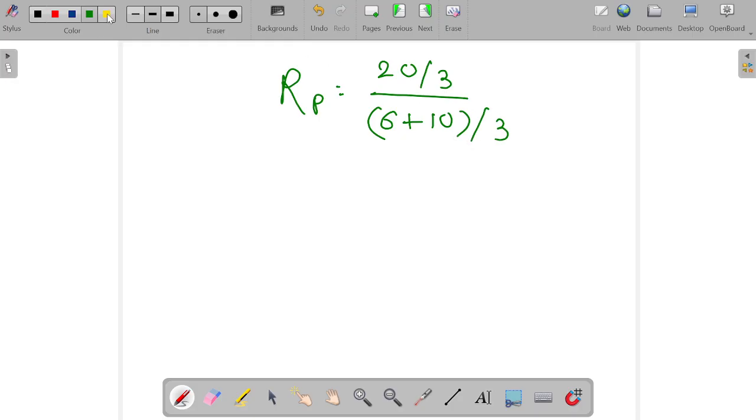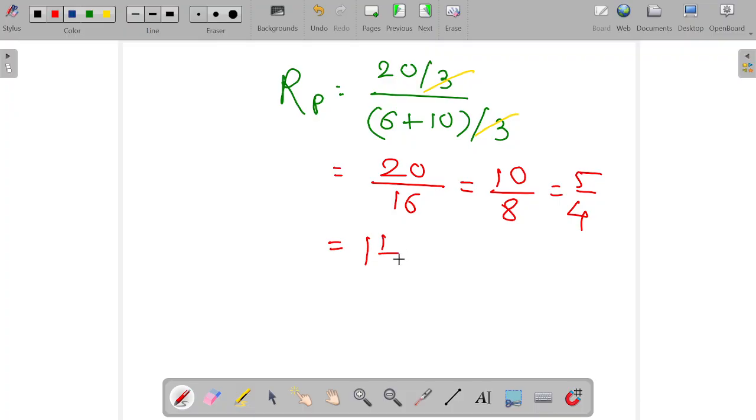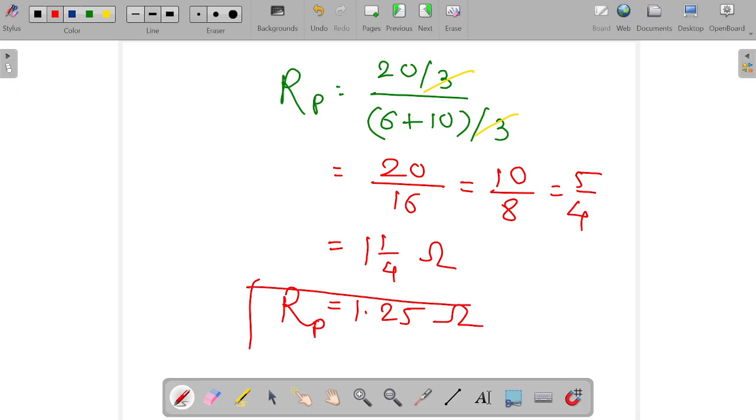So here this 3 will get cancelled out. The answer we are getting here is 20 upon 16. After simplification it becomes 10 by 8 or 5 by 4, which is nothing but 1.25 ohm. This is the effective or the total resistance of the circuit.